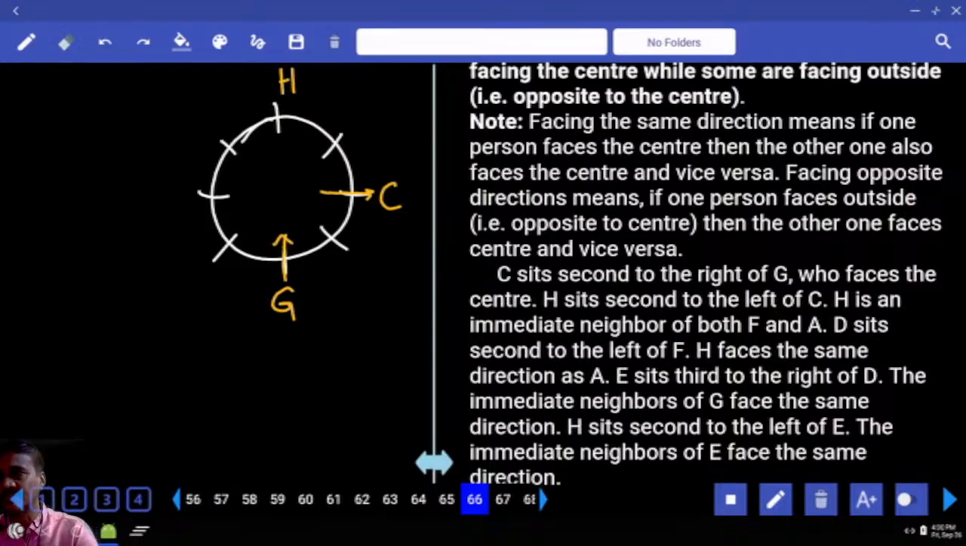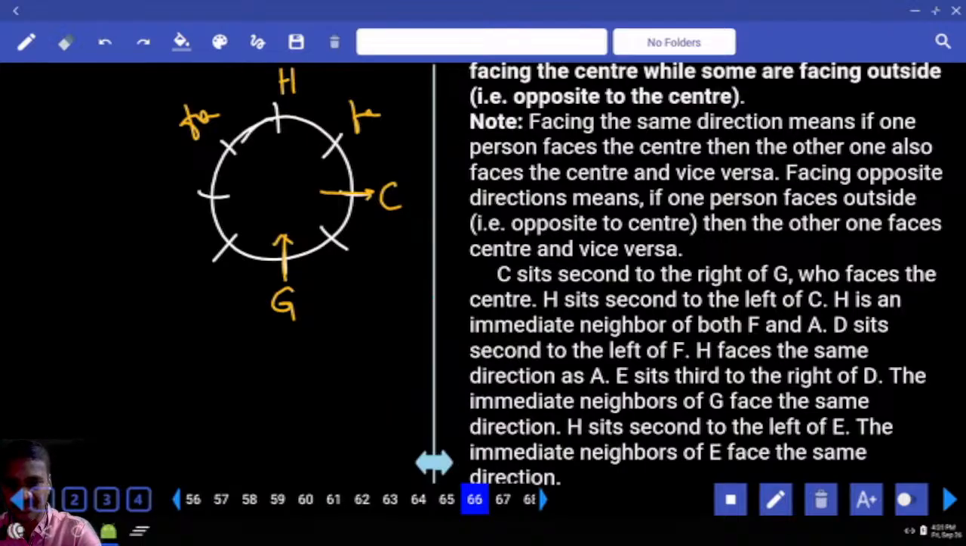And then only H will be second to the left of C. Then H is an immediate neighbor of both F and A. Now F and A. H is an immediate neighbor of both F and A. D sits second to the left of F. Now D is seated second to the left of F.